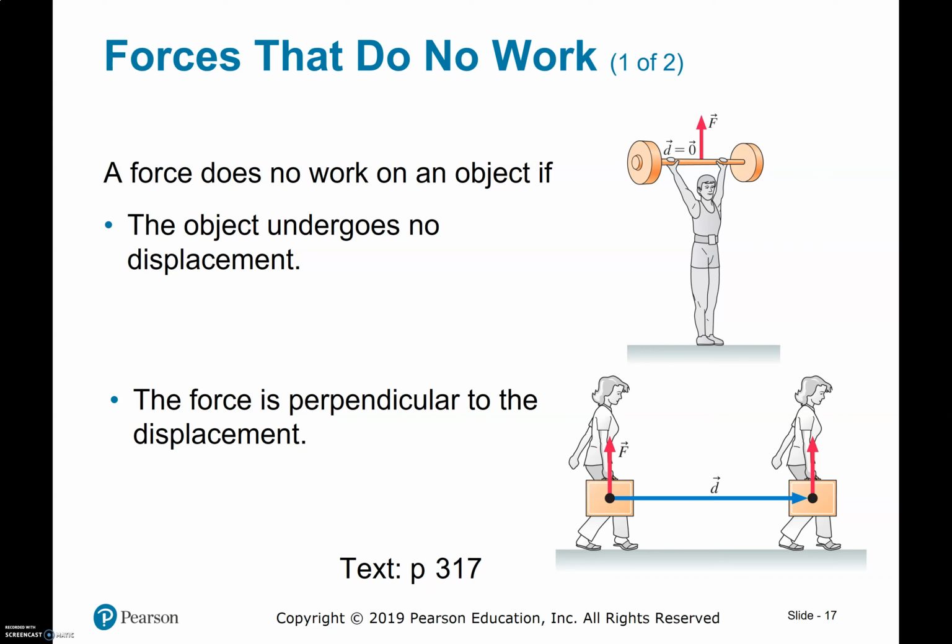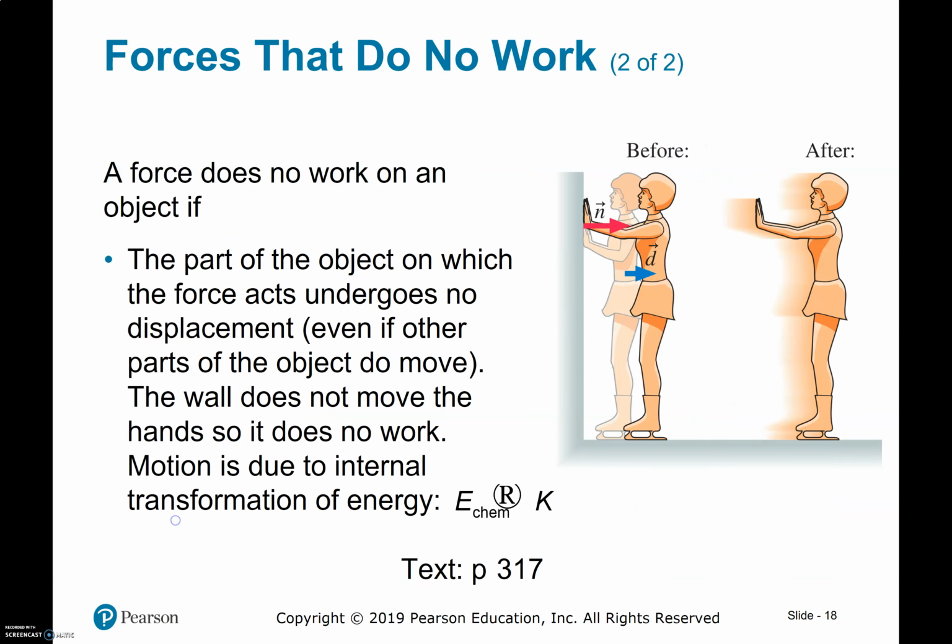There are forces that do not do any work. For instance, if these barbells are not moving, you know there is a force here, but there is no displacement. So D is equal to 0. There is no displacement, therefore there is no work. Here, we have the displacement in this direction, the force going up. The force doesn't have a parallel component, right? There's no parallel component. Therefore, F cosine theta is equal to 0, and there is no work.